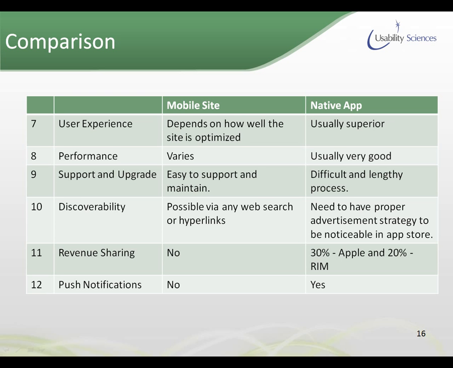Revenue sharing is quite interesting. I don't know how familiar everyone is with the business model of App Store, but any amount of revenue you generate from an app, you have to share it with the App Store. To be more precise, 30% with Apple and 20% with RIM. On the other hand, every single dollar you generate from the mobile web is yours to keep. You don't have to share it with anyone.